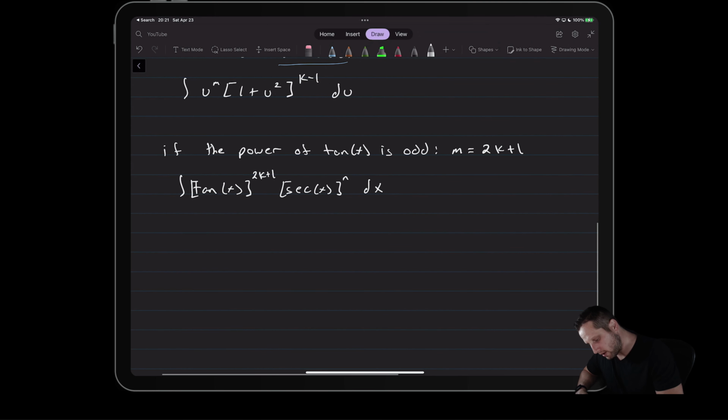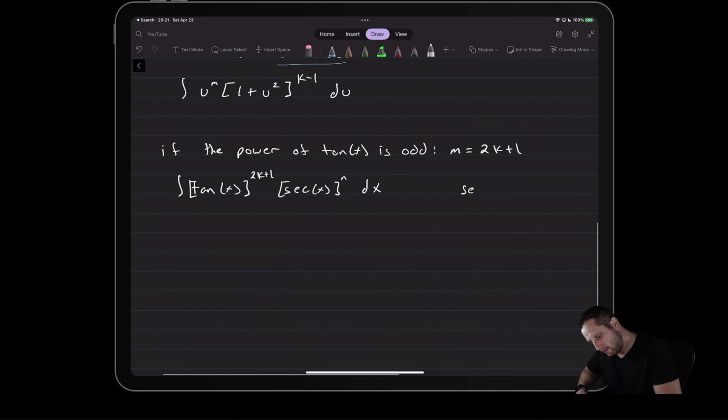Now, what I want is a secant x tangent x factor, right? It doesn't have to be in that order. That's what I want attached to my dx when I make the u sub. So in order to get that, I need to pull one factor out of here, and then I'm just going to pull one factor out of here. So it's going to be the exponent minus 1 for each of them.